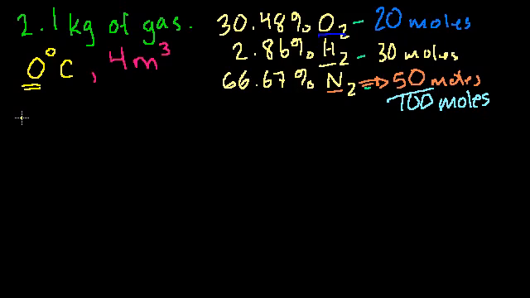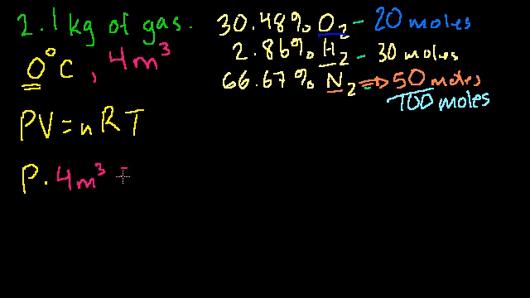So we just do our PV is equal to nRT. We're trying to solve for P. P times 4 meters cubed is equal to N. N is the number of moles. We have 100 moles, so it's 100 moles times R. I'll put a blank there for R because we have to figure out which R we want to use, times temperature. Remember, we have to do it in Kelvin. So 0 degrees Celsius is 273 degrees Kelvin.